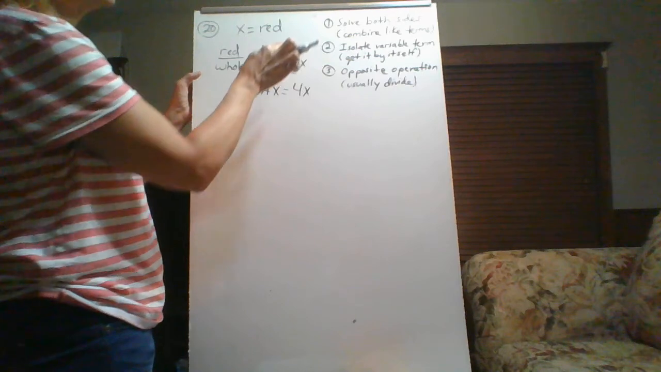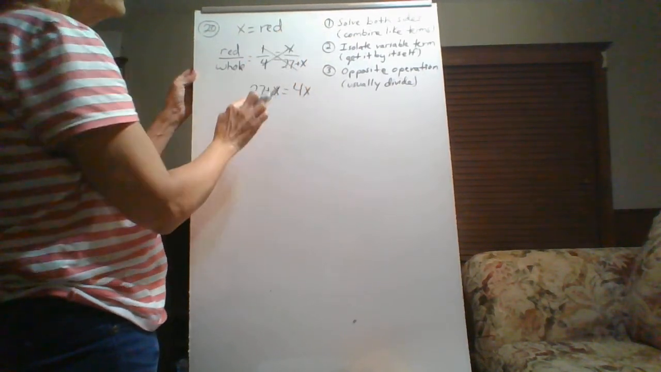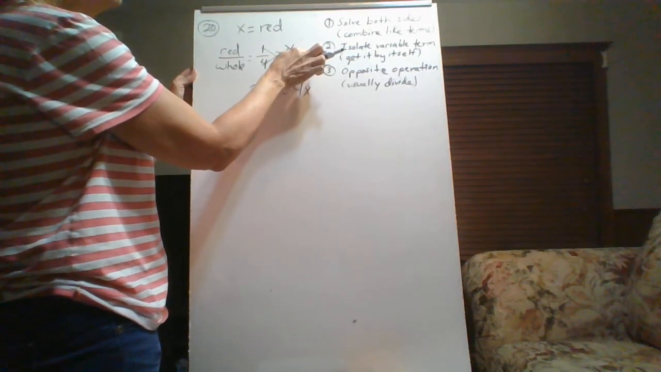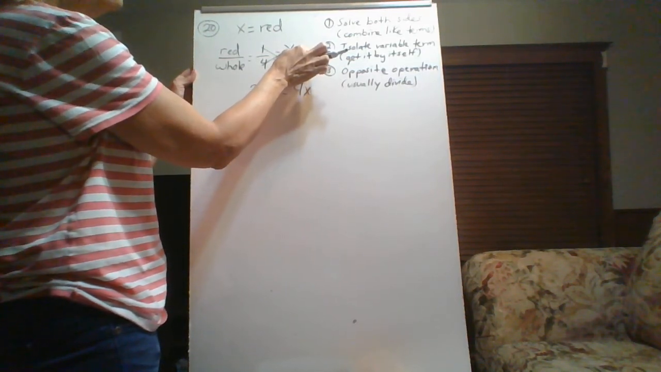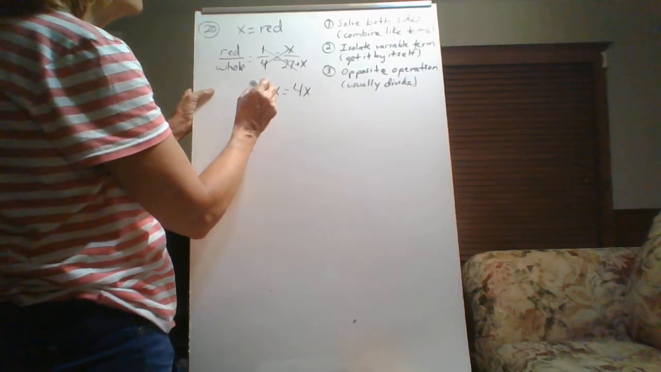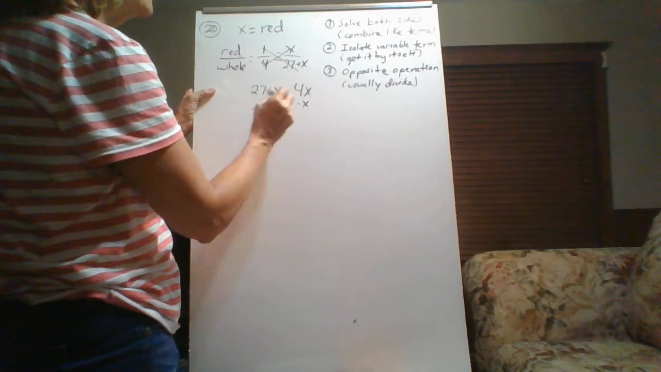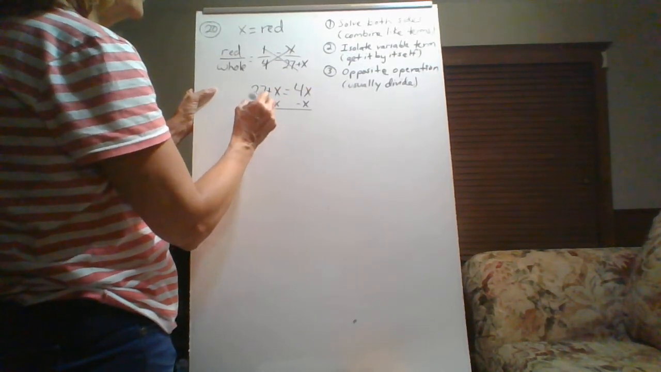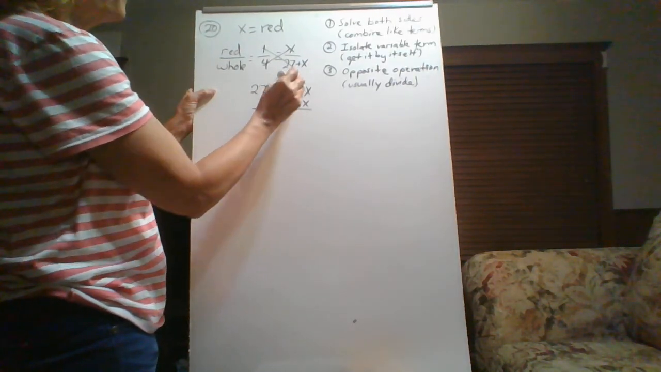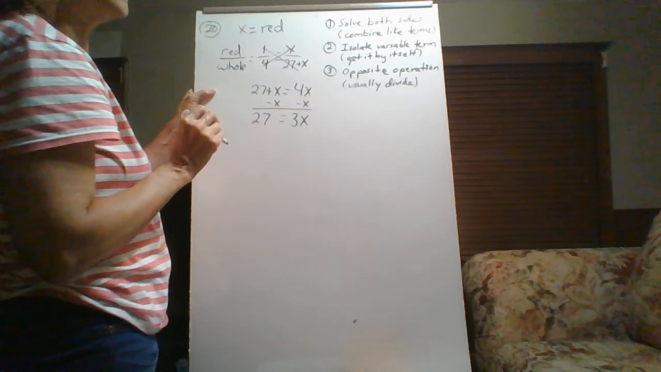Okay, so now we're doing our algebra rules. First thing, solve both sides, which means combining like terms. Nothing you can do. Second step, isolate your variable term, which means get it by itself. Okay, that we can do. Let's get all our variables on one side. So I'm just going to subtract over here, because it doesn't matter which side as long as it's alone. So now I have 27, X minus X is 0. 4X minus X is 3X.